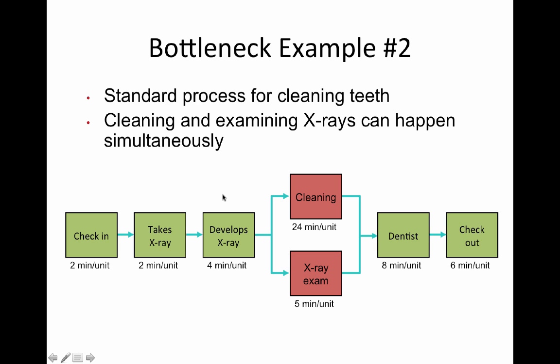Okay, so let's go through another bottleneck example, and here it's very similar to the last one. So here's a process for cleaning teeth. You can quickly see, again, and this is the value of having a process map, what takes the longest period of time, and that's the cleaning step. So the cleaning is going to be the bottleneck. See, 24 minutes for every unit.